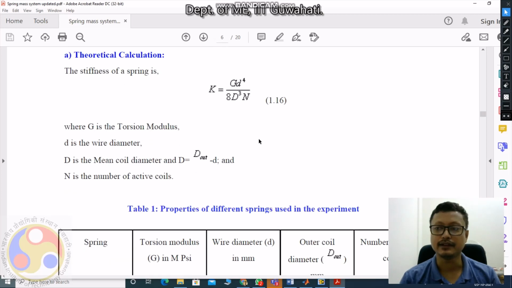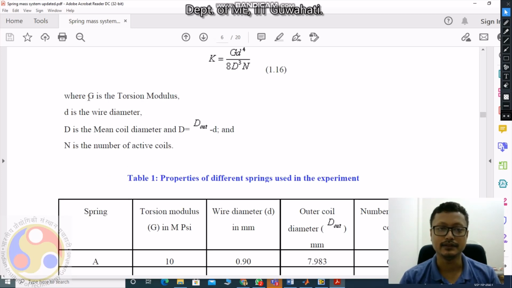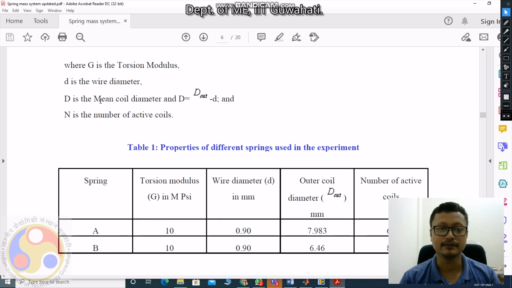For the theoretical calculation, you might know that the formula for the stiffness of a spring is k equal to G d to the power 4 divided by 8 D cube N. This is the formula for stiffness of the spring. G is the torsion modulus, d is the wire diameter of the spring, and D is the mean coil diameter, D mean.